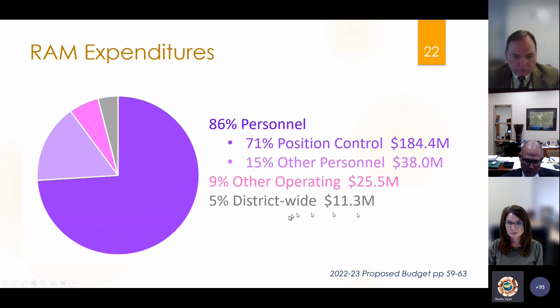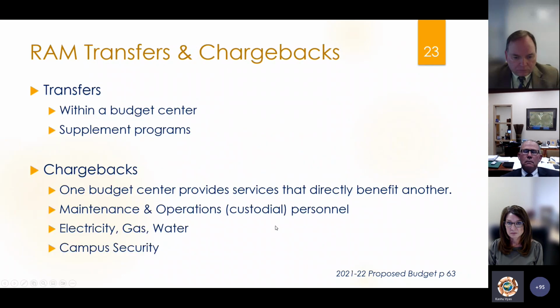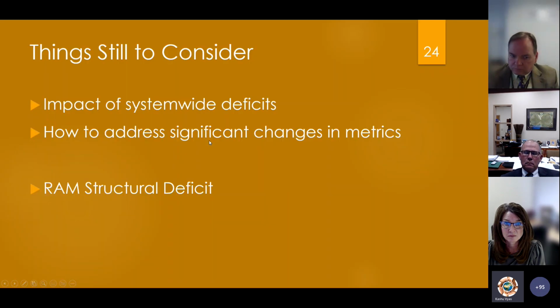And then in addition to the expenditures, there's a few other components built into the RAM. We do have transfers that a budget center makes to supplement its own programs. So somebody might need to fund a program, and that funding may come from another source. And there also are chargebacks that are made between budget centers for costs such as custodial or utilities, campus security, where one campus provides it for another center. And since they benefit from it, there's a chargeback of costs between those 2 centers. So that's the overview of the resource allocation model.